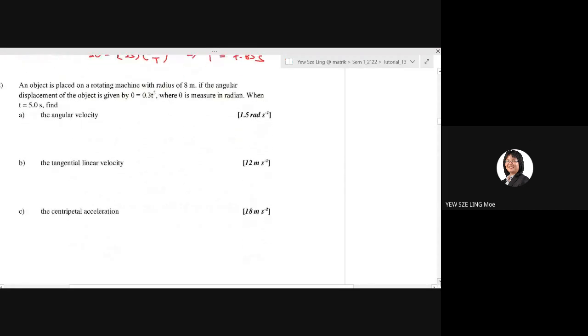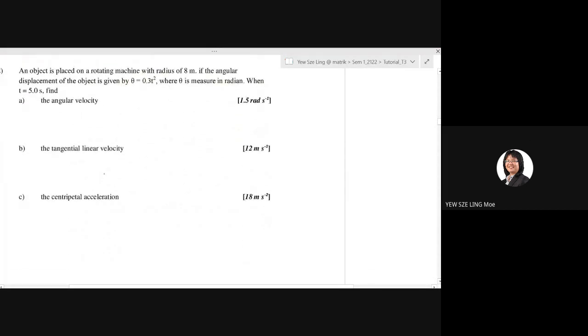Now, this question is slightly more complicated because again, it has your concept. And also why I say it's difficult, because all three answers given here are wrong. So all three answers given here are all wrong. Now let's look at question A. An object is placed on a rotating machine with radius 8 meters.